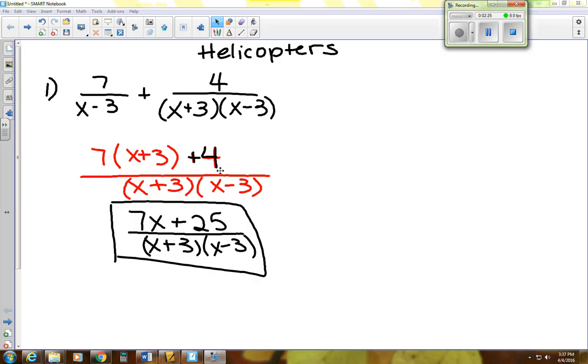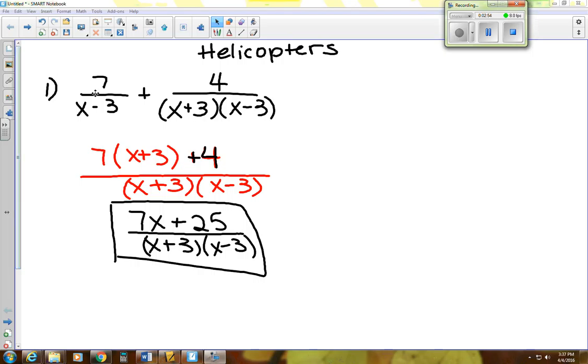This fraction already had the lowest common denominator, so we don't change it at all. So it stays plus 4. Once we do that, we just simplify our top, combine our like terms, and as long as there's nothing further to factor or simplify, we're done. So I distributed, I get 7x plus 21, and then when I combine the like terms, the plus 4, I get 7x plus 25, and then my denominator, of course, stays the same.